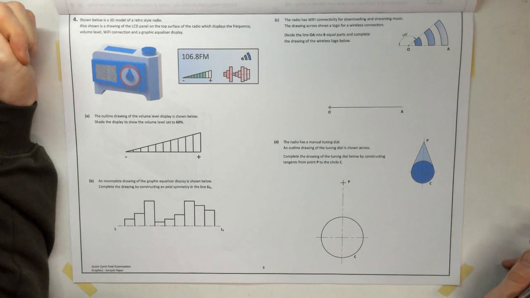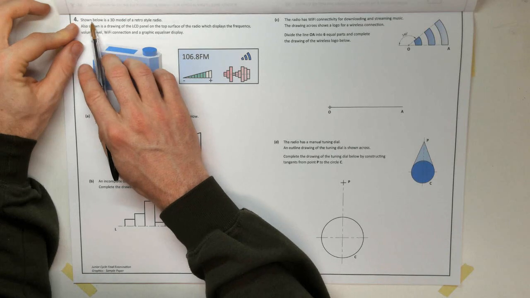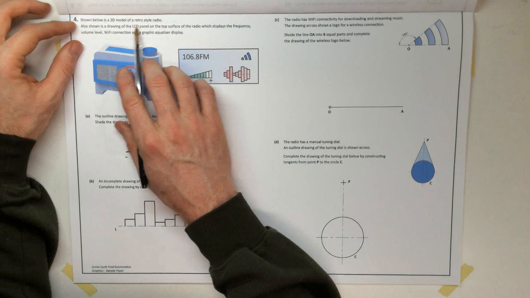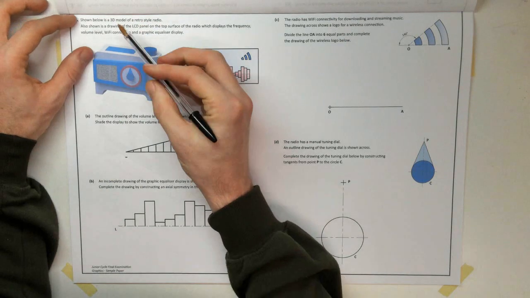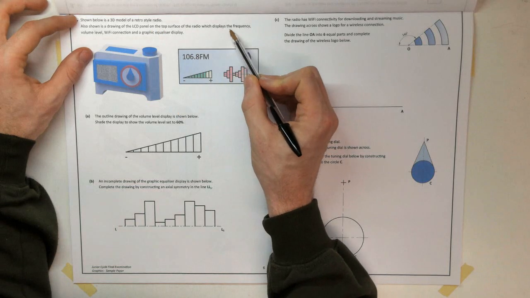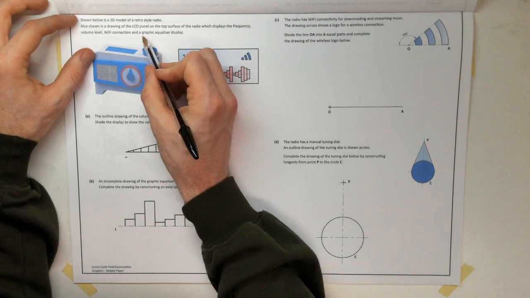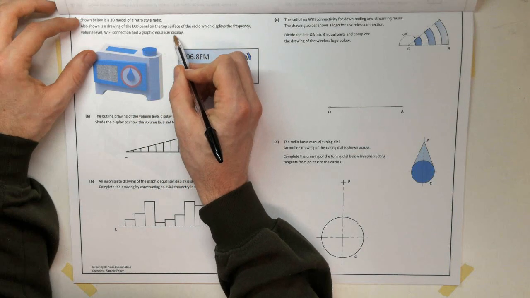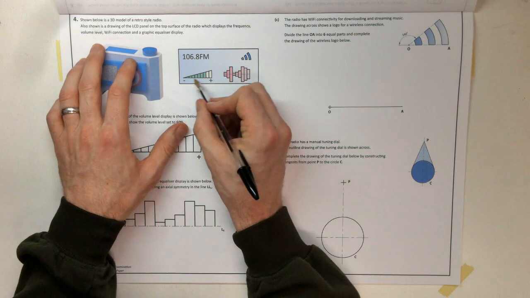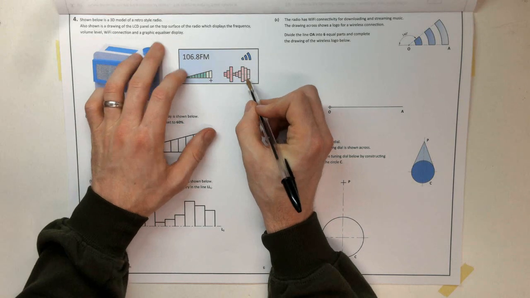So welcome to question 4 on the graphic sample paper. This is question 4. Shown below is a 3D model of a retro style radio. Also shown is the drawing of an LCD panel on the top surface of the radio, which displays the frequency, the volume and the Wi-Fi connection on and a graphic equalizer display. So we've got our frequency, we've got our volume control, our Wi-Fi connection, and then the equalizer.